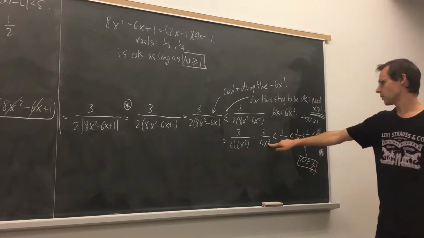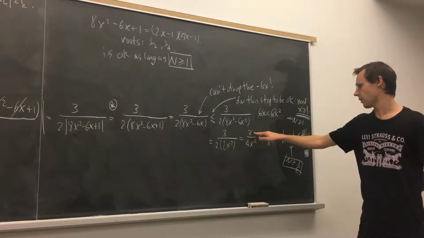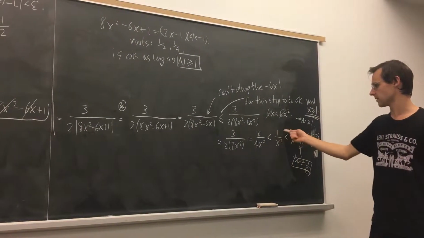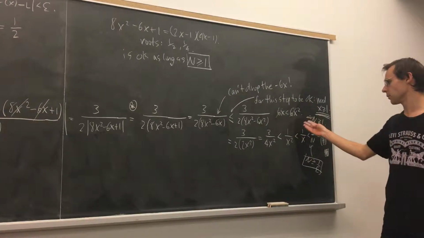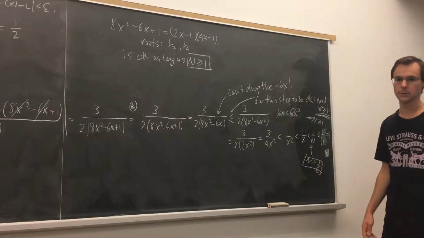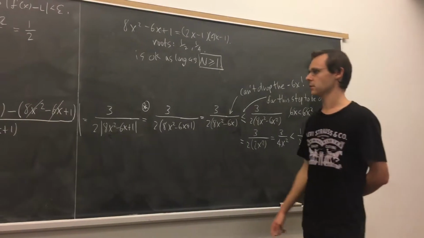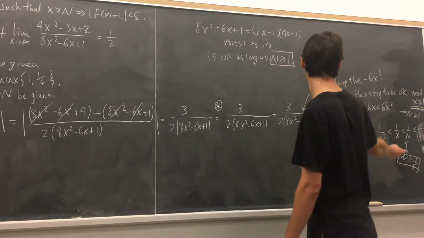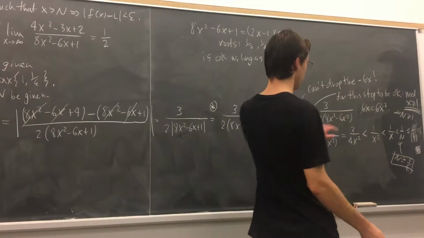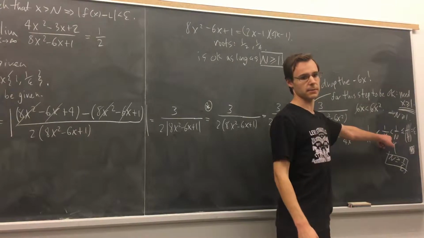At this step, we could have simply said that now 3 over 4x squared is less than 3 over 4n squared, and then chosen n to be the square root of epsilon times 3/4 or something like that. But of course, that looks a lot worse than just having a 1 over epsilon. So do simplify things as much as possible before you plug in your n statement, okay?